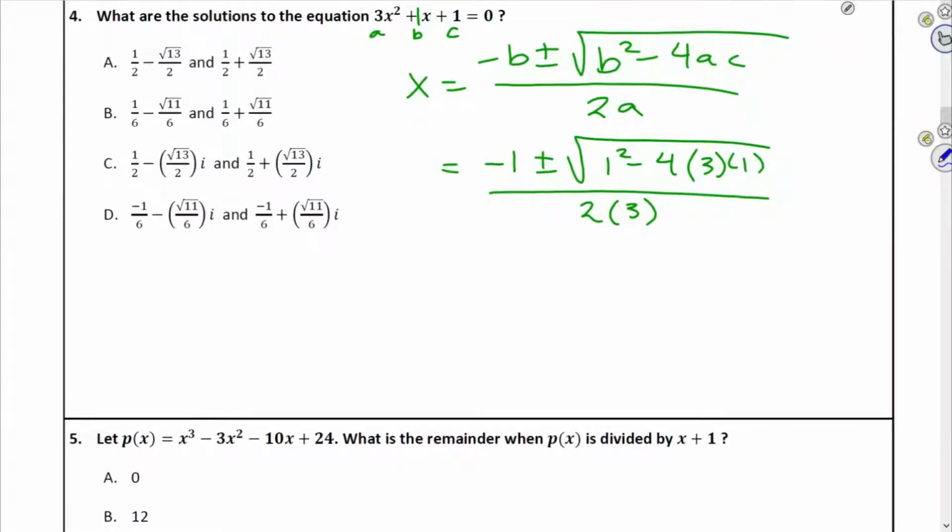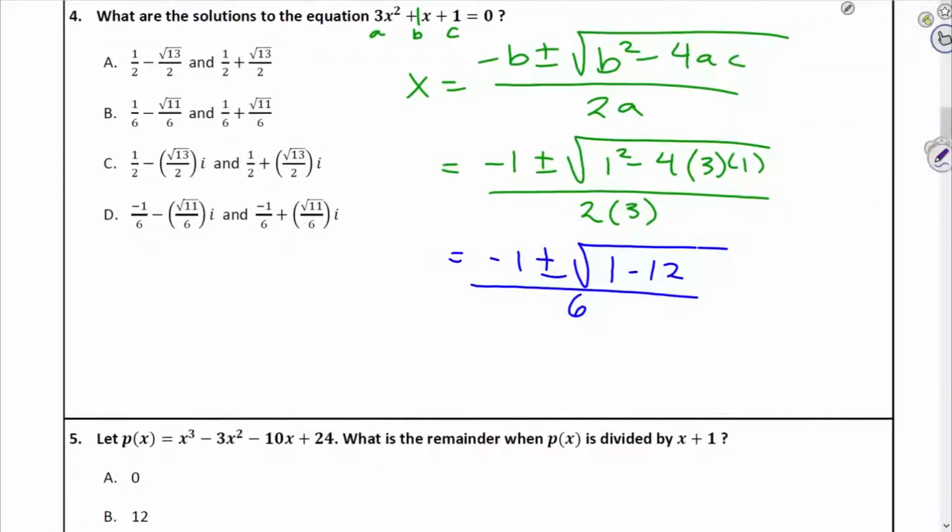So simplifying a bit, I get negative 1 plus or minus the square root. 1 squared is 1 minus 4 times 3 is 12 times 1 is 12, all over 2 times 3 is 6. Just a little bit at a time.